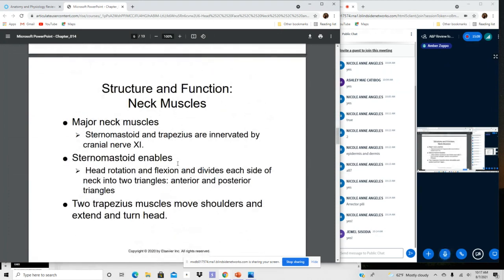The neck muscles. The major neck muscles include the sternomastoid and trapezius, and the sternomastoid and trapezius are innervated by cranial nerve 11. The sternomastoid muscle allows the head to rotate and flex, and it divides on each side of the neck into 2 triangles, anterior and posterior triangles. The 2 trapezius muscles move the shoulders and extend and turn the head.